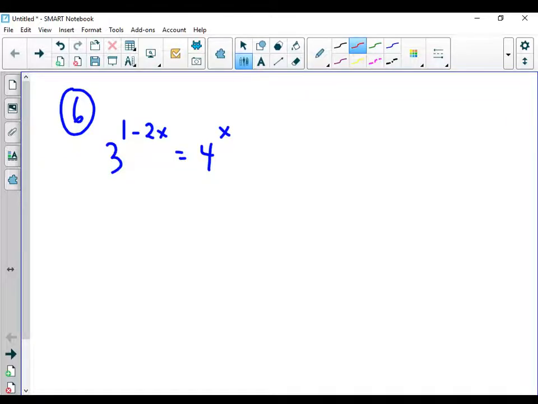All right, I want to go through a few of the problems that you were going to try there on the worksheet. The first one is number 6, the one where they ask you to solve for x when we have 3 to the 1 minus 2x power, and it was equal to 4 to the x power.